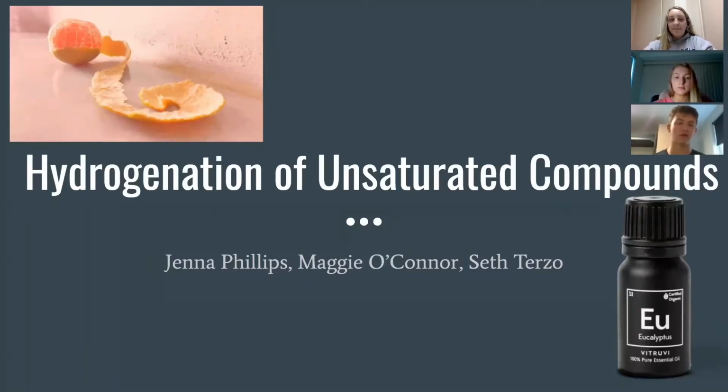All right, so for our research project, we researched the hydrogenation of unsaturated compounds. Our main two focuses were limonene and alpha-phellandrene. Limonene is found in the peels of citrus fruits, and alpha-phellandrene is found in essential oils such as eucalyptus.